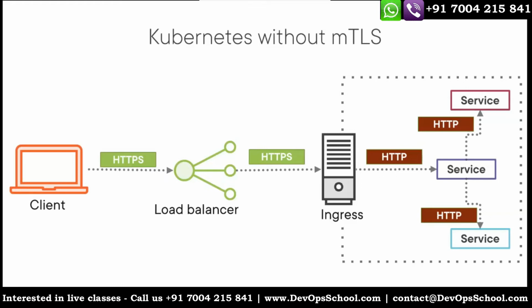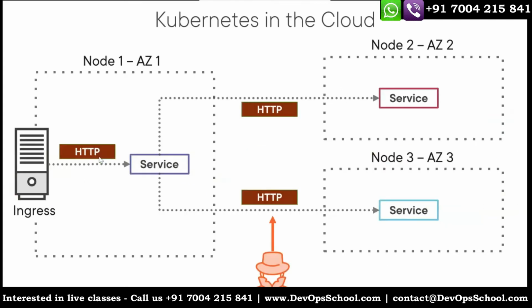So after the ingress, it becomes HTTP, because we know that after the ingress we don't implement HTTPS encryption. All the TLS is terminated at the ingress only, and after that it becomes HTTP. But what we want is that each service, pod to pod, the connection should also be HTTPS. So how can you implement that?